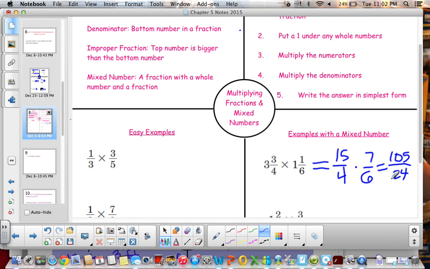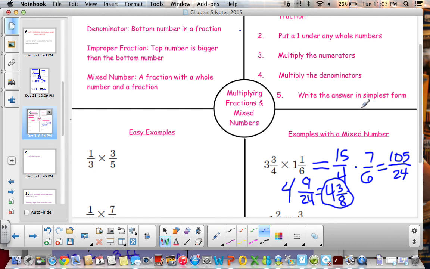So we know that 24 goes into 105 4 times. So I'm going to write this over here. So 4 is our whole number. 24 times 4 equals 96. So 105 minus 96 is 9. So 4 and 9/24ths. But then we can simplify this a little bit more. I know that they both can be divided by 3. So we keep our 4. Divide 9 by 3, so we get 3. 24 by 3, and we get 8. So there is our answer. 3 3/4 times 1 1/6 equals 4 3/8.